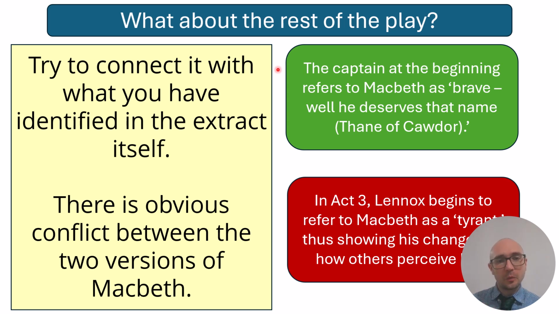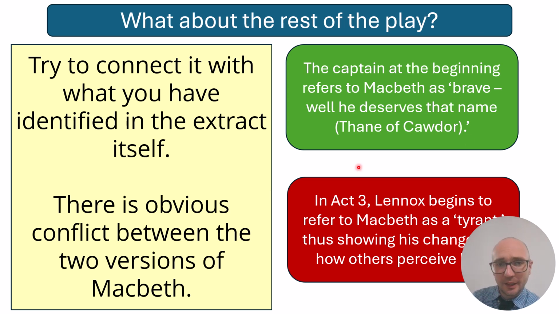So the rest of the play, do try to connect it with what you've identified in the extract. So try to make a connection. That cohesion, that flow, that fluidity of your answer is what the examiners really, really like. There's obvious conflict between 2 versions of Macbeth. The brave, noble Macbeth and the overwhelmed, super anxious, melancholic, given up version of Macbeth. So really important to discuss both.